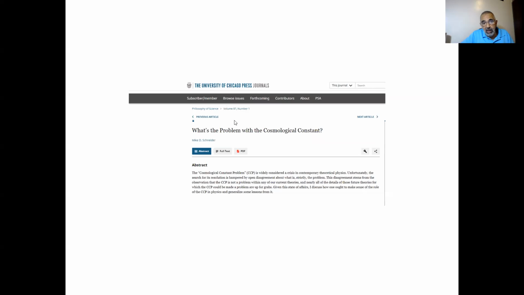And that is why, again, here's something from University of Chicago Press. What's the problem with the cosmological constant? The cosmological constant problem is widely considered a crisis in contemporary theoretical physics because there is this incredible divergence between the predictions of a theory that we very firmly believe, quantum field theory, and measurements that we also believe are quite accurate.